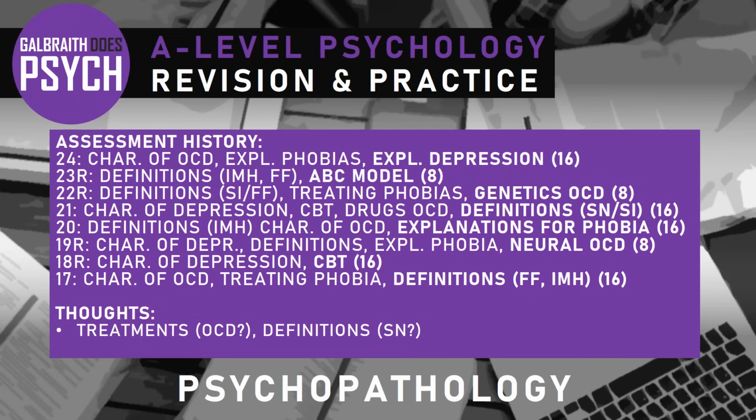On top of that, just go over your characteristics of all 3 conditions. You can see that seems to pop up quite a lot. Characteristics of phobias might be something that you get maybe a multiple choice or like a 2 marker or something like that in there as well.